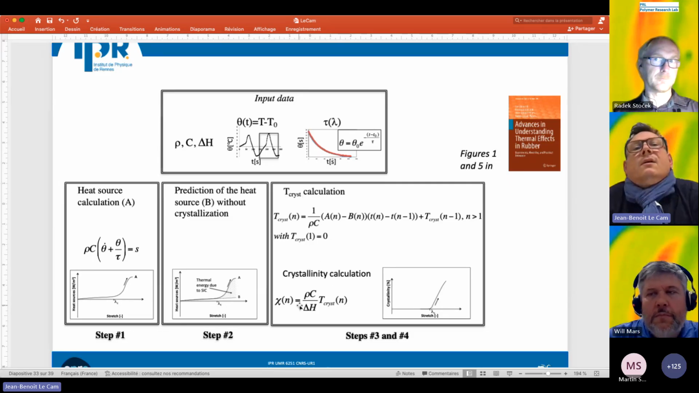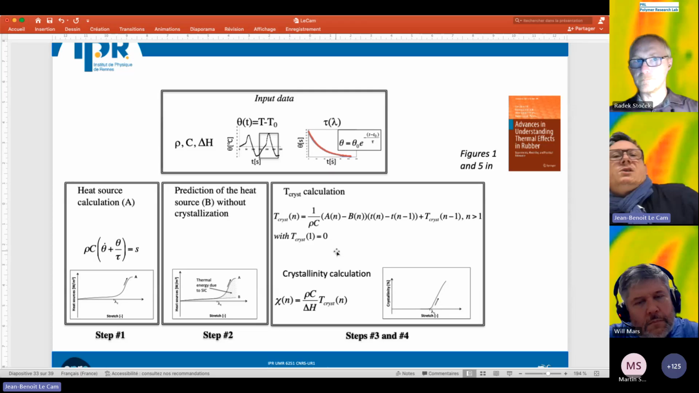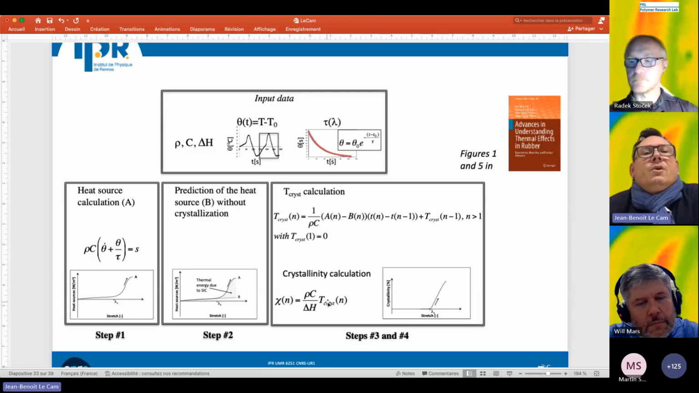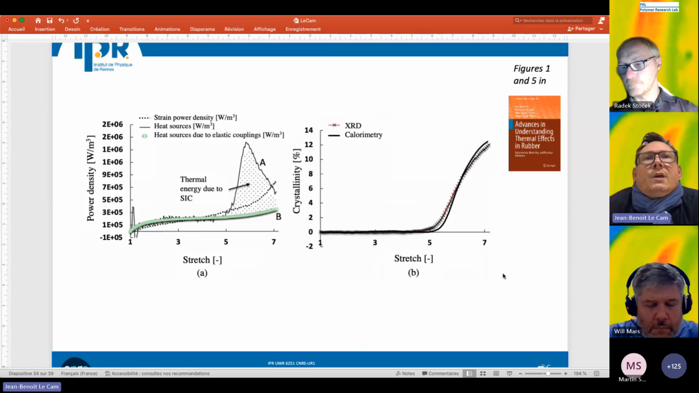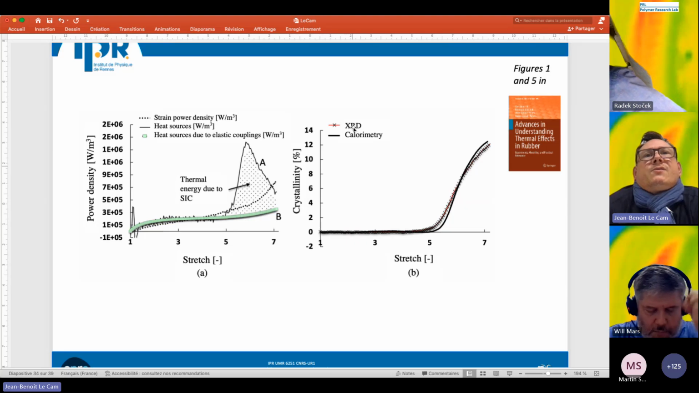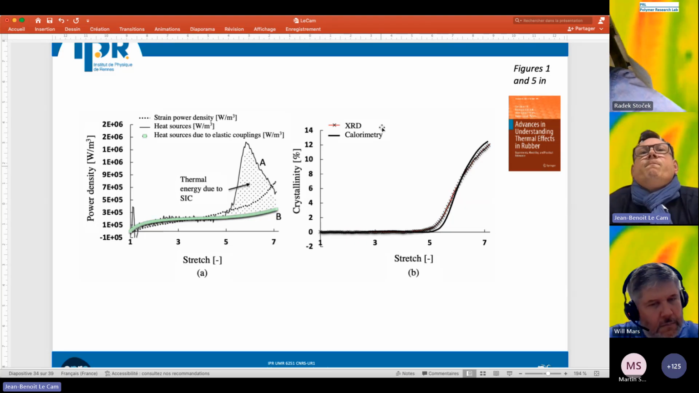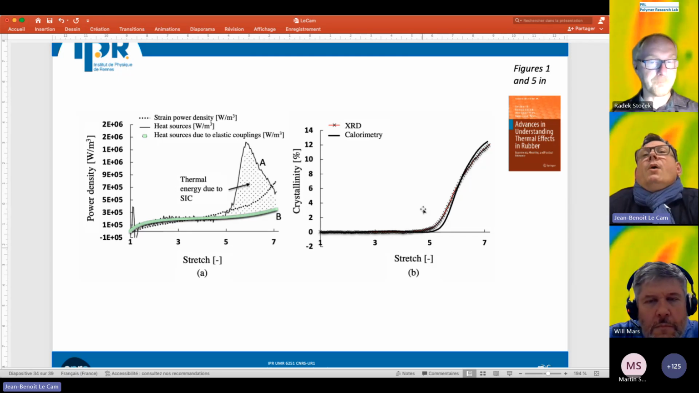And if you consider that the enthalpy of fusion is the one of crystallization, you can link the temperature variation due to the crystallization to the crystallinity. So we did it, and we compared, for the same material in the same loading conditions, the measurements provided by the calorimetric approach and the X-ray diffraction technique. And this is what we obtained. This was a study carried out in collaboration with Pierre-Antoine Albouy. So we were very satisfied with the results.